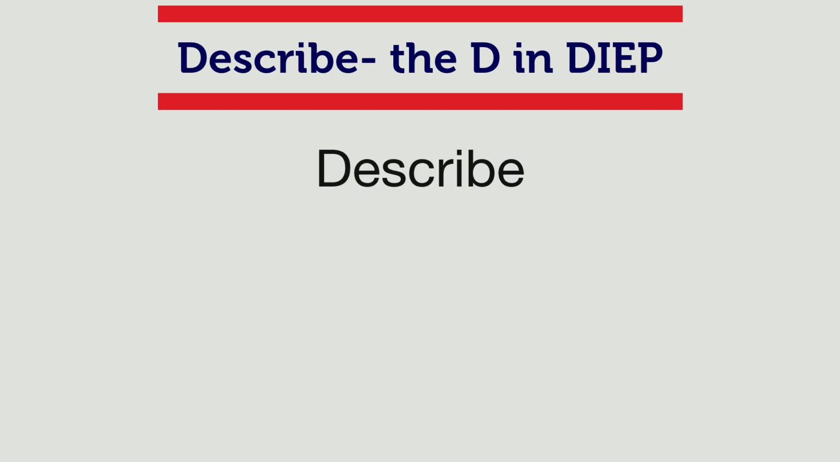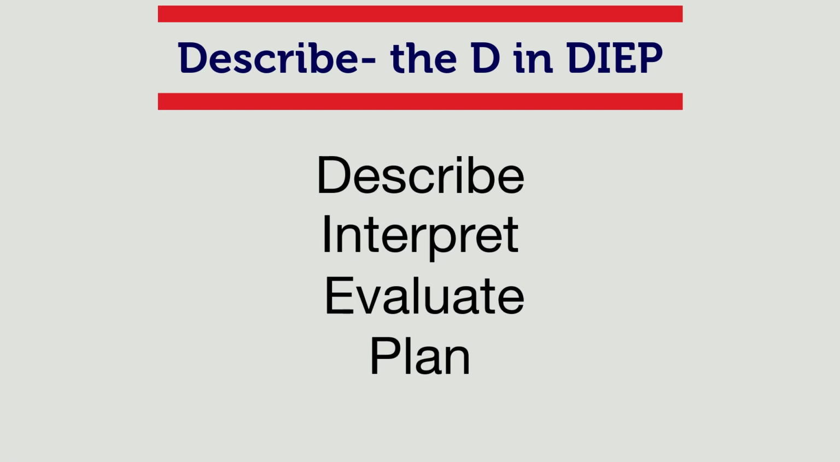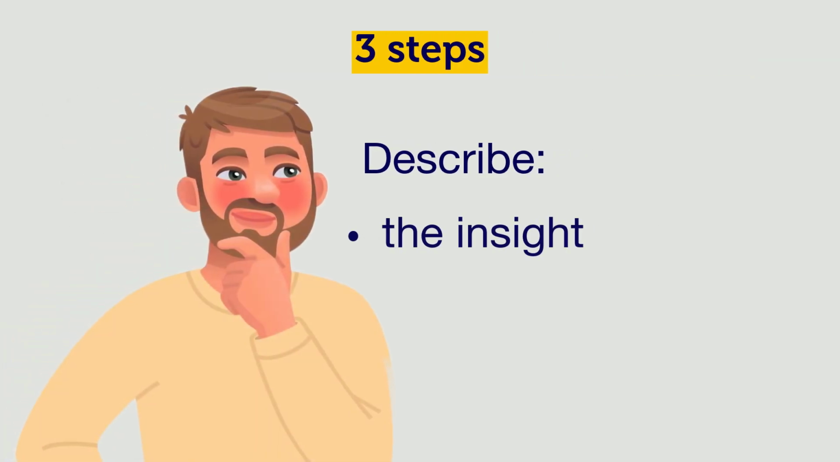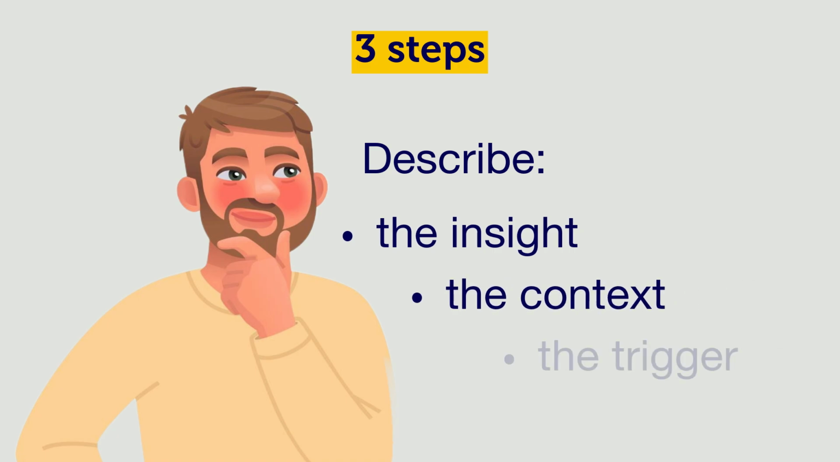If you're using the DIEP structure for a reflective assignment, you'll need to start off by describing the situation or event that you have experienced. The description involves 3 steps: describing the insight, describing the context, and describing the trigger. Now let's explore how we can do this.